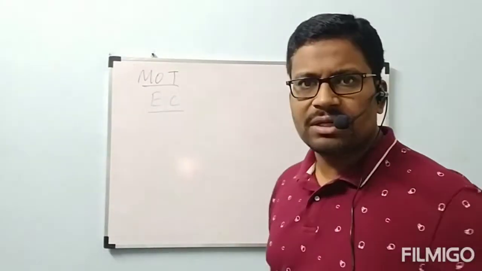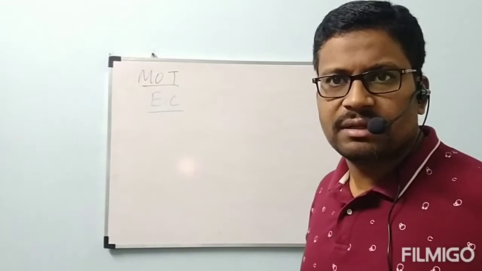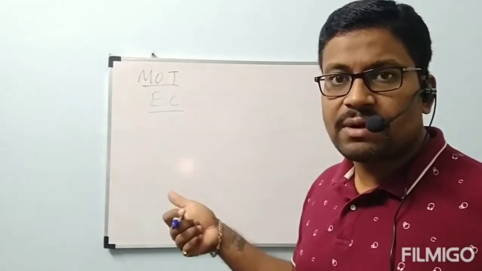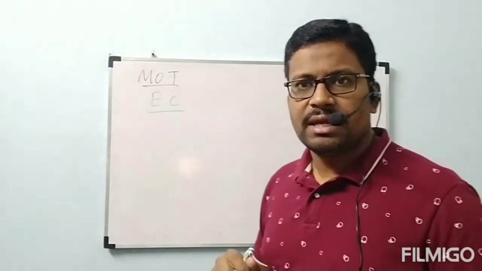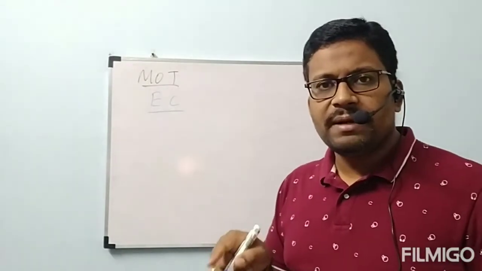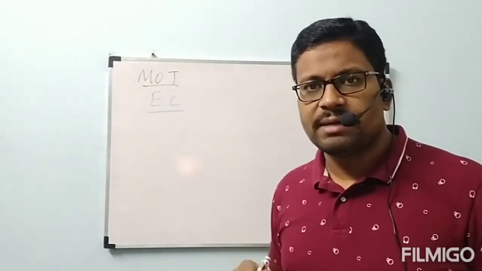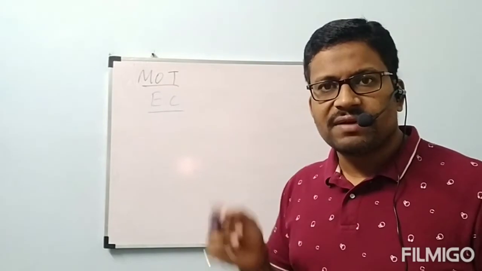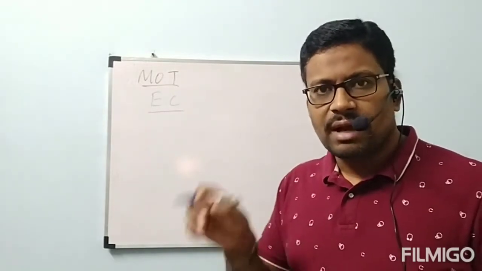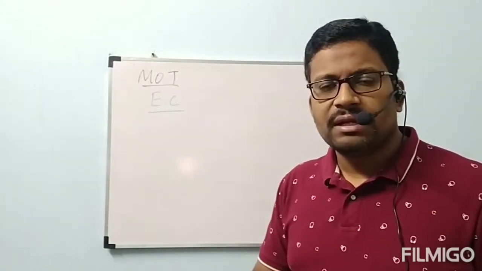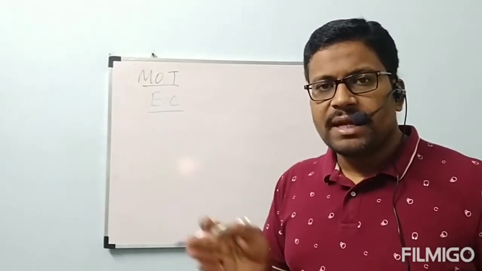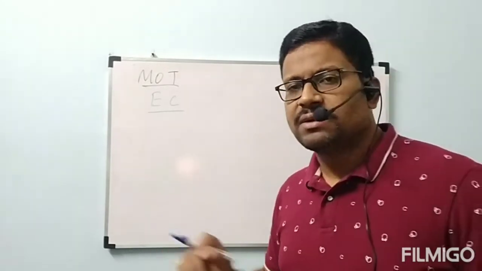Sir, we already know electronic configuration. Then why are we writing it again? This is electronic configuration according to molecular orbitals. Here, bonding takes place with the help of molecular orbitals, not atomic orbitals. First, atomic orbitals will be combined, intermixed, in two ways: by constructive interference and destructive interference.